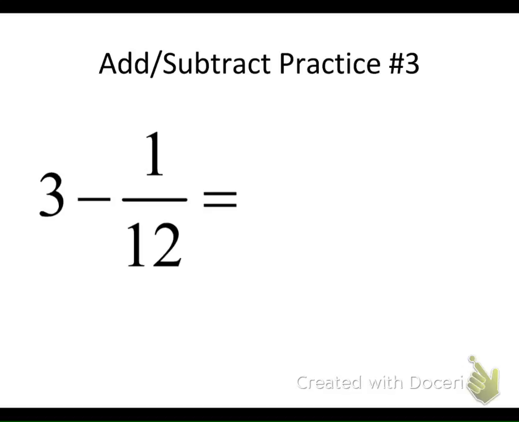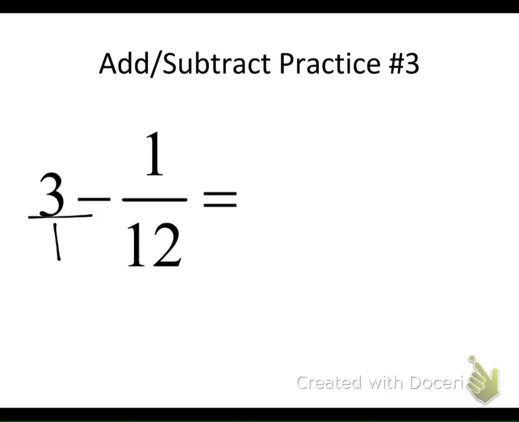So if 3 is a whole number and it's not a fraction, what can I do to it to make it a fraction? Put a 12 under it. Can't put a 12 under it. Anytime I want to make a whole number a fraction, what number can I put under it? Yeah, just put a 1 under it. So it's going to be 3/1 minus 1/12.